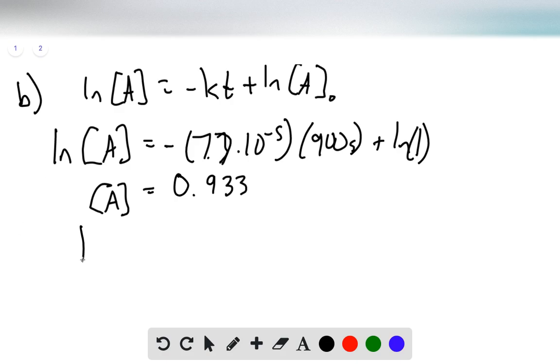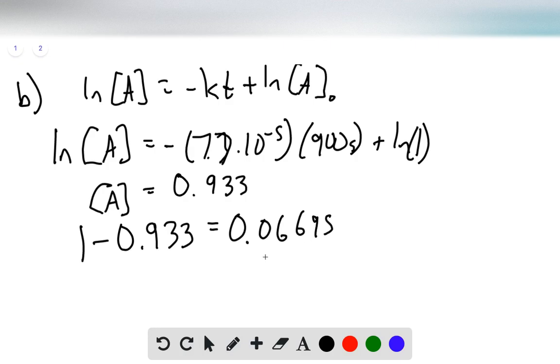And so if we take our initial amount, 1, minus our final amount, we get that 0.06695 decomposed. So therefore 6.70% has decomposed.